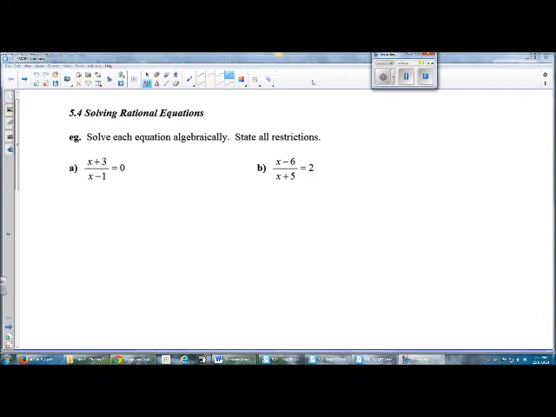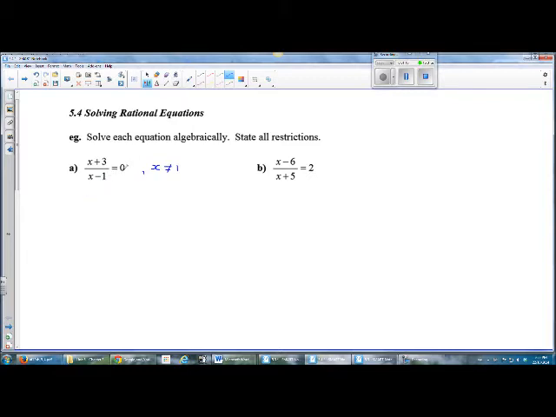So let's get started, shall we? First of all, we want to state the restrictions before we start solving here. And remember that when we have a rational expression, whatever's in the denominator cannot equal 0. So the restriction would be that x cannot equal 1 in this case, because if x were 1, that would make the denominator 0, and that would become undefined.